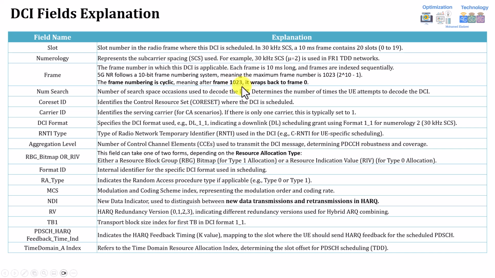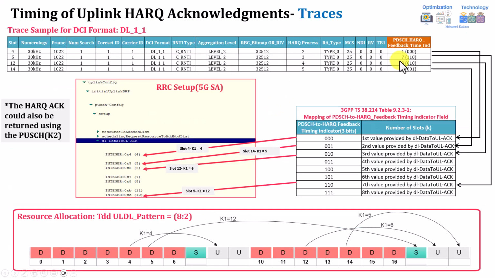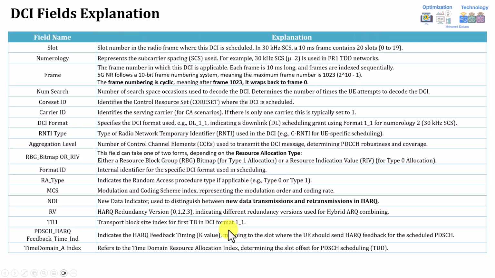You usually should know what the frame number is, and this is search space related information. You have the carrier ID telling you whether you have carrier aggregation, carrier 1 or 2 and so on, and the DCI format, 1_1, 1_0, whatever, and also the RNTI, the radio network temporary identifier. For example, C-RNTI is usually used for specific scheduling, aggregation level, and this RB bitmap is just telling you how many resources in terms of RBs you have, and format ID, MCS, and I highlighted before NDI, new data indicator. This is just used to distinguish between the data being sent, whether it is a new transmission or a retransmission in terms of HARQ and so on.